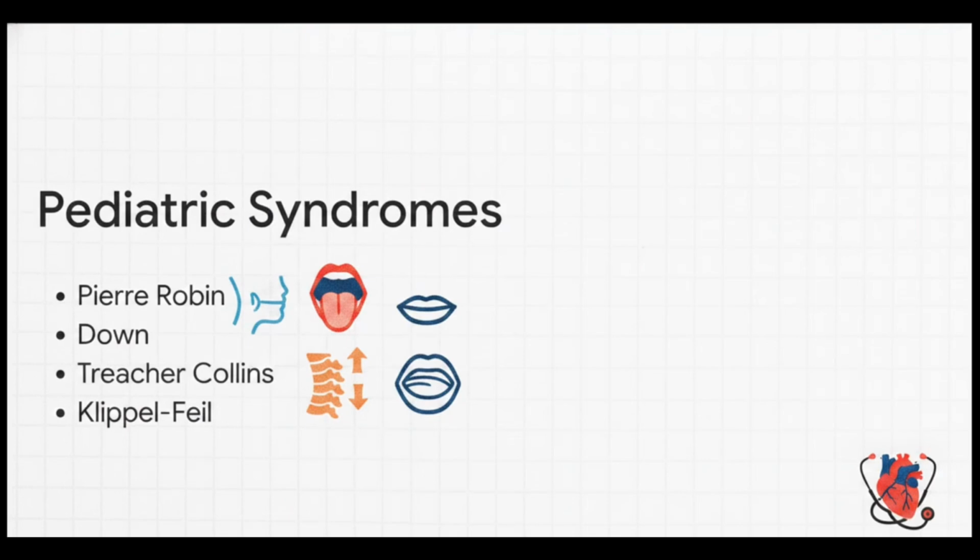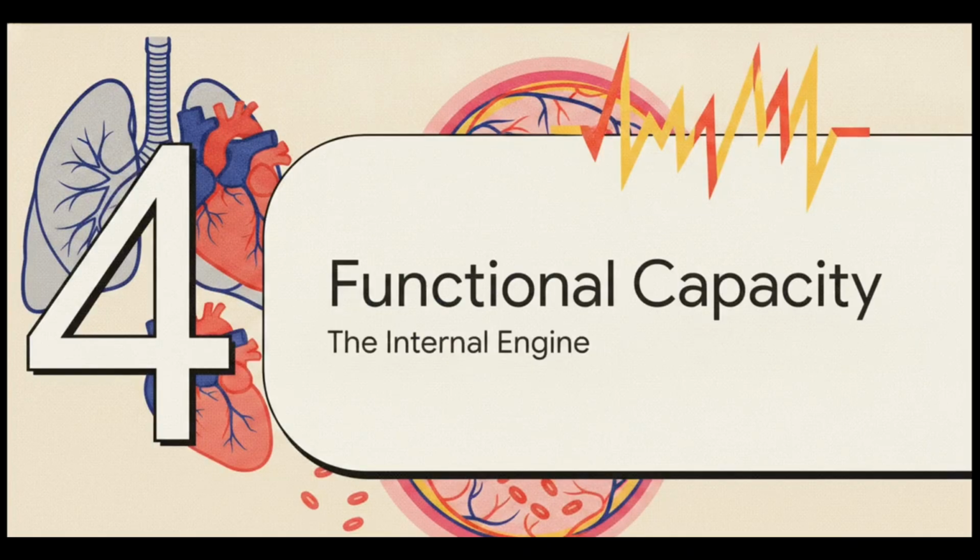Now, for our pediatric patients, you've absolutely got to memorize these specific syndromes because their congenital anomalies are going to directly obstruct your laryngoscopic view. Pierre-Robin features a very small mandible. Down syndrome often presents with macroglossia, a giant tongue. Treacher-Collins restricts mouth opening due to severe facial anomalies. And Klippel-Feil syndrome limits neck joint mobility. Also, because these syndromes often travel in packs with other issues, you always need to screen these kids for congenital heart diseases or murmurs.